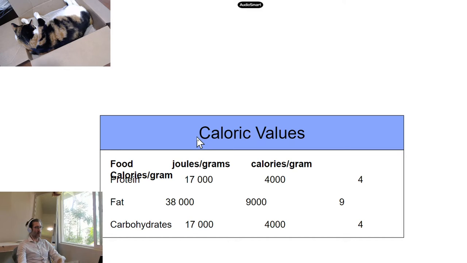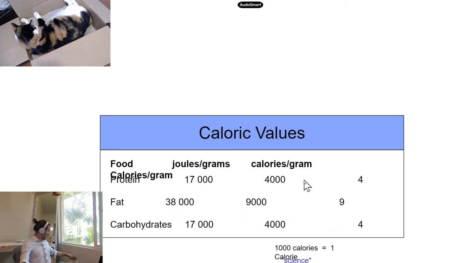So that was calories with a small c. When we talk about calories with a big C, what we're actually talking about are kilocalories. So 1,000 calories with a small c is 1 calorie with a big C. Science uses small c calories. Food uses big C calories.